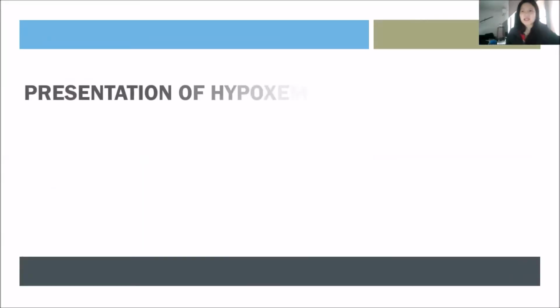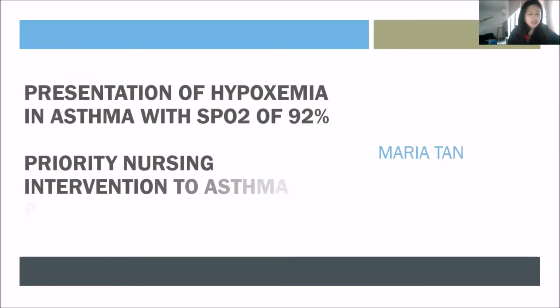Jackson Smith, an 18-year-old male, was admitted to the emergency department with severe breathlessness, with a history of asthma since he was 2 years old. Upon admission, Jackson had several clinical manifestations identified. Among those, I am addressing Jackson's SpO2 of 92%.